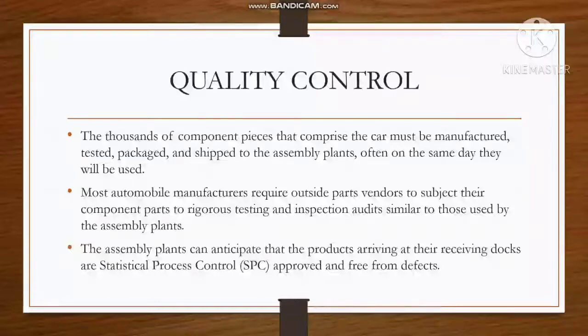The thousands of component pieces that comprise the car must be manufactured, tested, packaged and shipped to the assembly plants, often on the same day they will be used. Most automobile manufacturers require outside parts vendors to subject their component parts to rigorous testing and inspection audits similar to those used by the assembly plants.